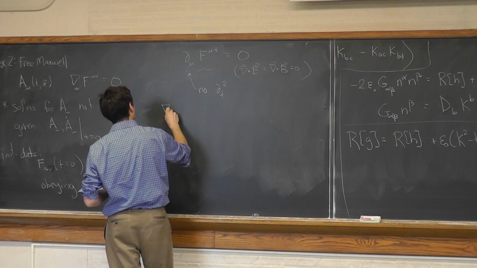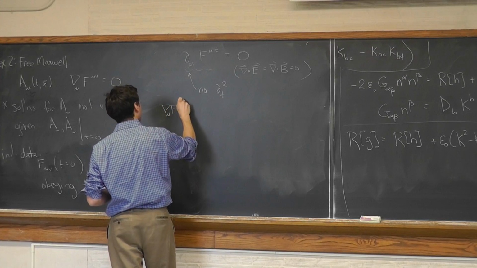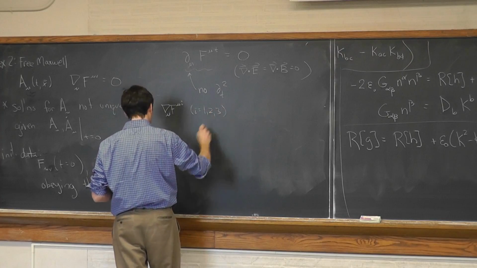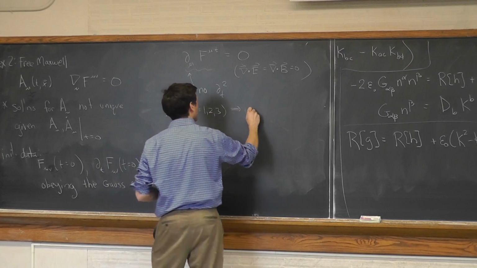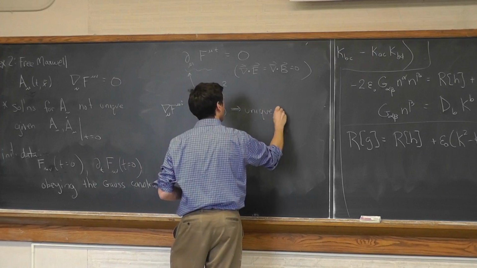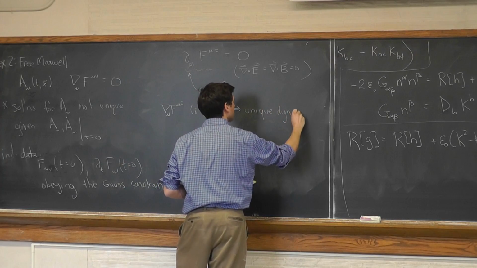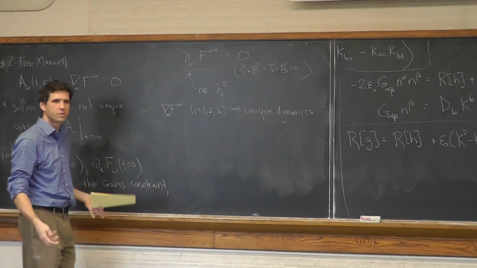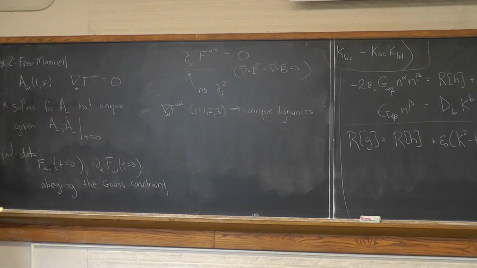And then the other equations, ∂_μ F^{μi}, where i equals the space directions, give you unique dynamics in the sense that the E and B fields at later times will be uniquely determined, so you again have a well-posed initial value problem.